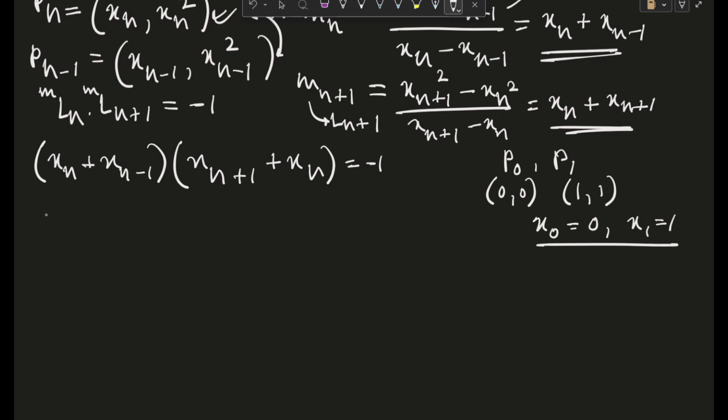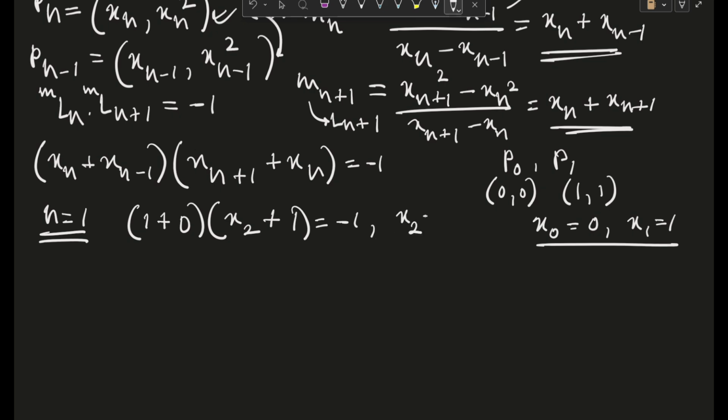Okay. So say we put n equals to 1. So if we put n equals to 1, this is 1 plus x0, which is 0, times x2 plus x1, which is 1, equal to minus 1. So I guess your x2 is coming out to be minus 2. Okay, and now for n equals to 2, this is x2 plus x1 times x3 plus x2, so this is minus 1 times the next bracket, so your x3 comes out to be 3.